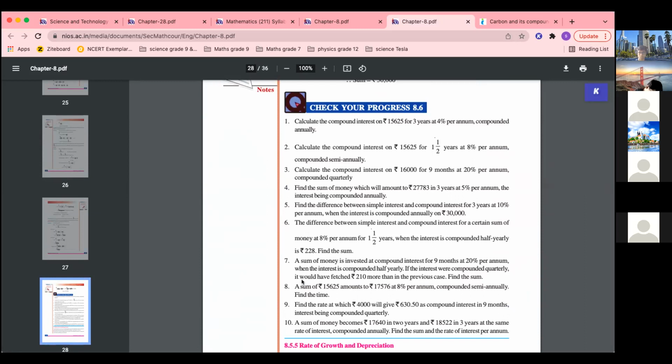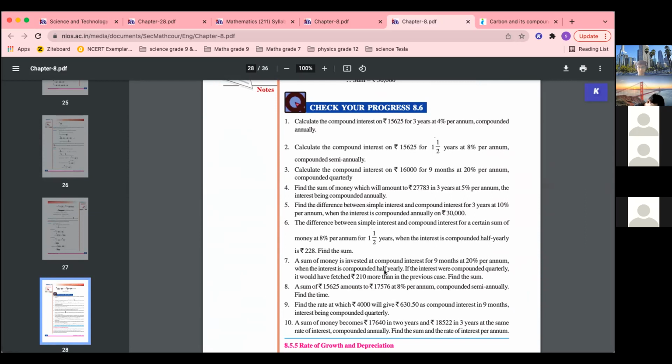This is the 7th question, the sum of 6, no? 7. A sum of money is invested at compound interest for 9 months at 20% per annum when the interest is compounded half yearly. So first of all, write down the time. T is equal to 9 months. Half yearly means 6 months, and 3 months you have to take, right? Because 9 months is actually 3 by 4. 3 into 1 by 4 you cannot do, right? So you have to do separately for 6 months and 3 months. Okay, let me see if I have written it.